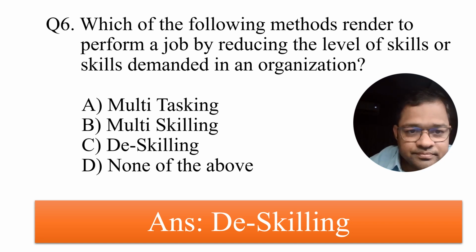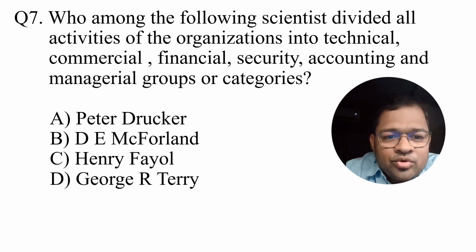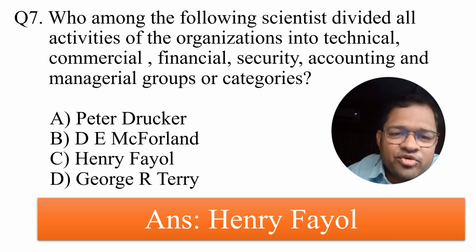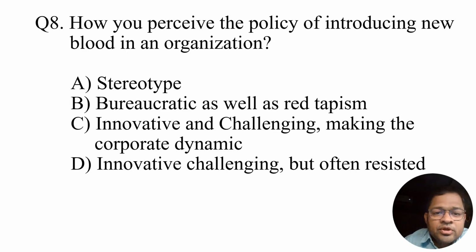That is de-skilling. The next question is, which among the following scientists divided all activities of the organization into technical, commercial, financial, security, accounting and managerial groups? The answer, you have to remember, is Henry Fayol. Henry Fayol, you already know, is the person who gave the administrative theory of management. The scientific theory of management was given by Taylor, whereas the administrative theory of management was given by Henry Fayol.